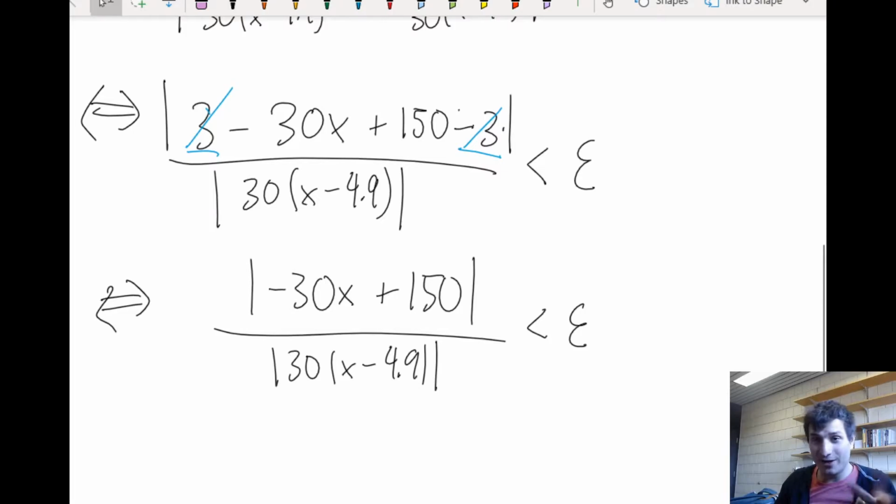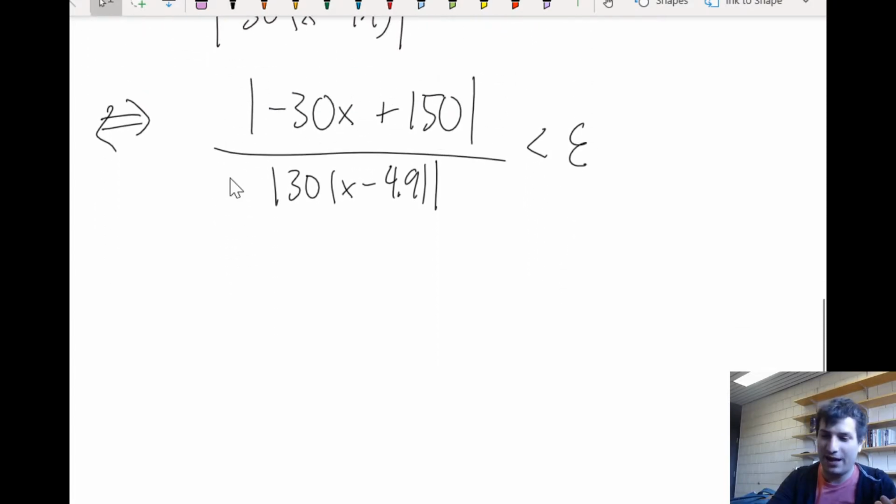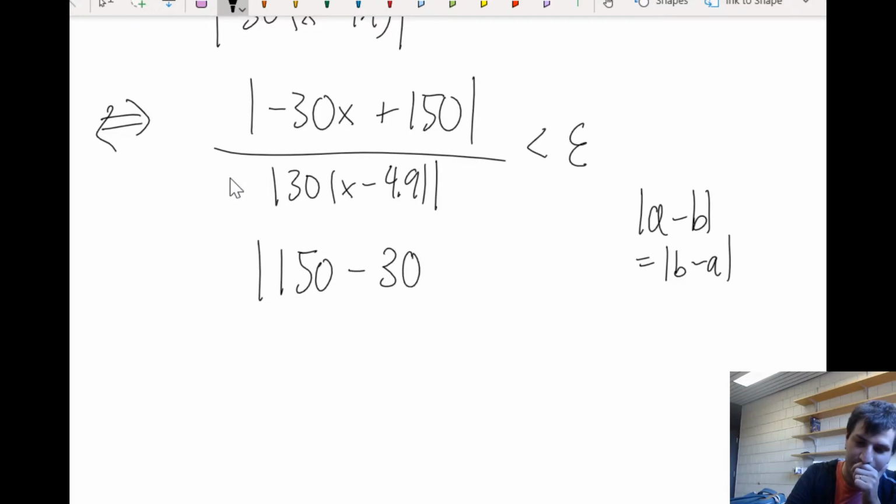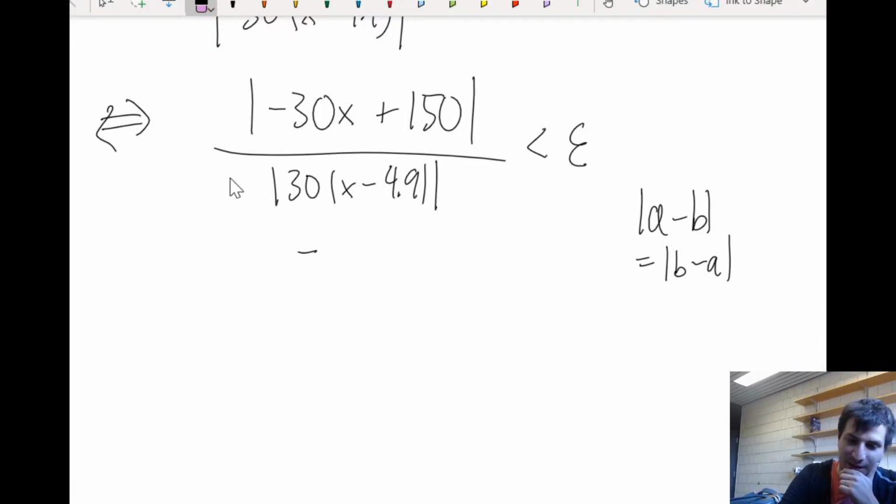Minus 30x. Why don't I just flip that around? In absolute values, the absolute value of a minus b equals the absolute value of b minus a. We can flip it. Let's flip it. 150 minus 30x. Is that what I want? Okay, you know what? Forget flipping it. Let's just multiply it by minus 1, right?